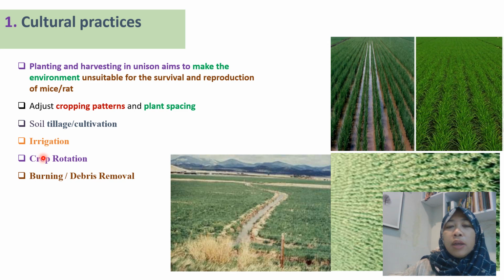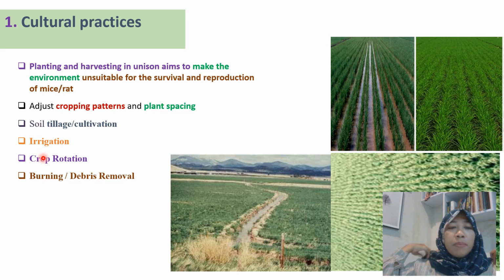Do not use the same cultivar. Do not use the same vegetation in one year. For example, do not plant paddy continuously, because then the life cycle of the rat will continue from growing season to growing season. So the one thing that we have to do is crop rotation.